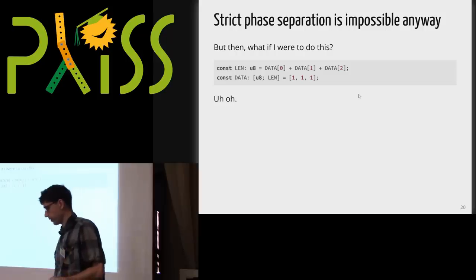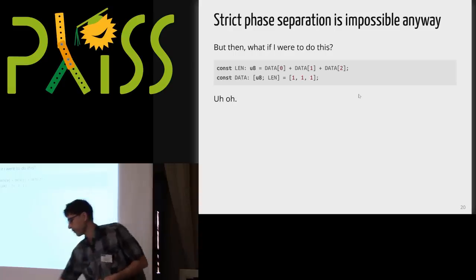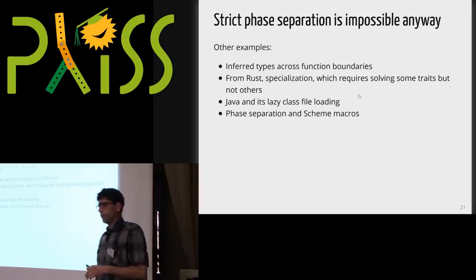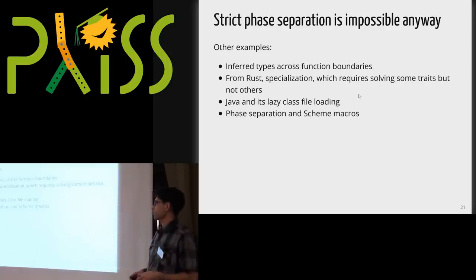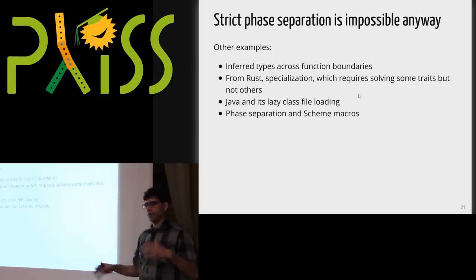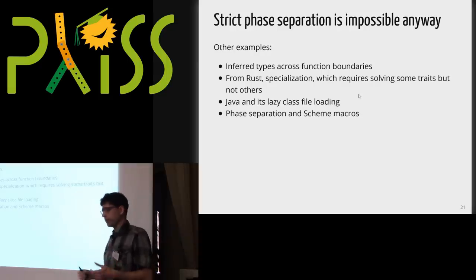I think some similar examples, other examples of phase separation, do I have a slide on this? Yeah. That I've seen, or that come to mind, are things like, well, of course, in some languages, like ML or whatever, you have inferred types across function boundaries that can make that a little bit tricky. And in Rust, there's a bunch of things in the logic language.